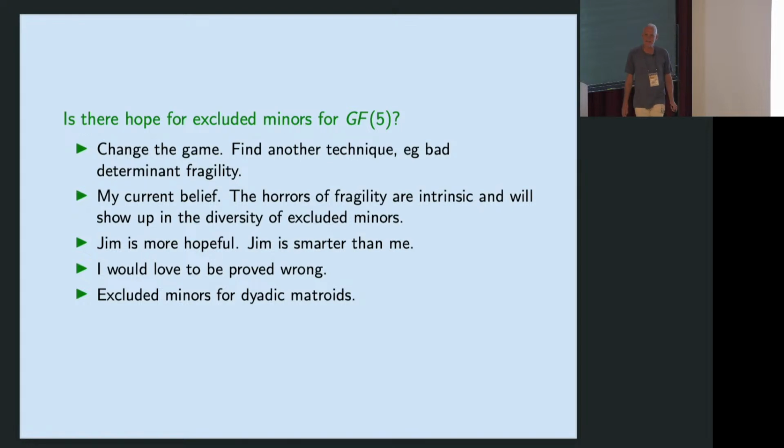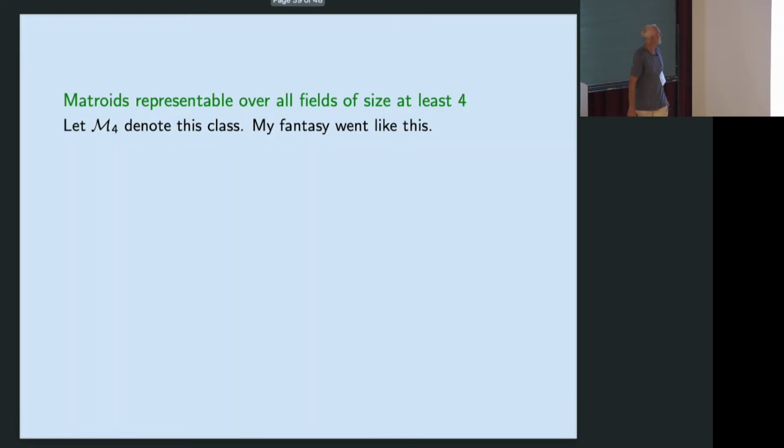Actually, very quickly, there's another class of matroids called dyadic matroids. I'm not going to talk about them, but that's a class that we should know the excluded minors for. We don't. And I think that's a fascinating problem, but I haven't got time to say much about that. Okay, the other problem I think is compelling is understanding the matroids representable over all fields of size at least 4.